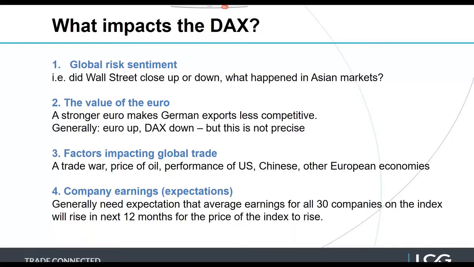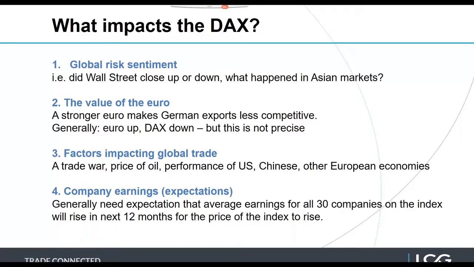So if Wall Street closed up, good chance European markets open up. If something dramatic happens in Asia and Asian markets turn down, good chance it might affect the risk sentiment for when the German DAX opens.